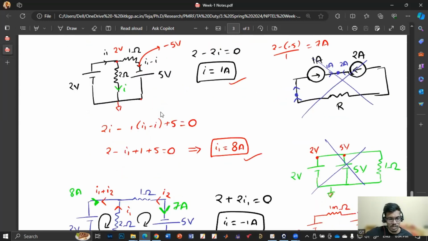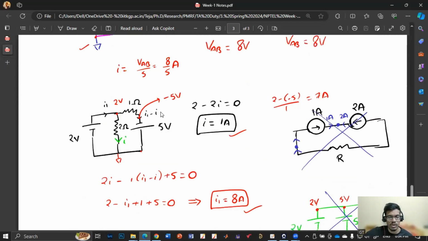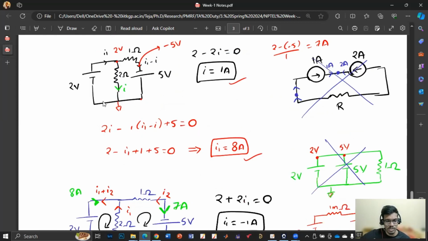Another person asked whether taking a different current convention in the beginning would affect the answer. So I took 2 different scenarios where I considered 2 different current directions, and I proved that it does not matter. We will get the same result irrespective of the current direction that we assume at the beginning before solving the problem.